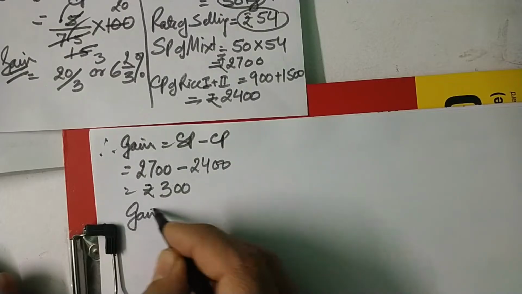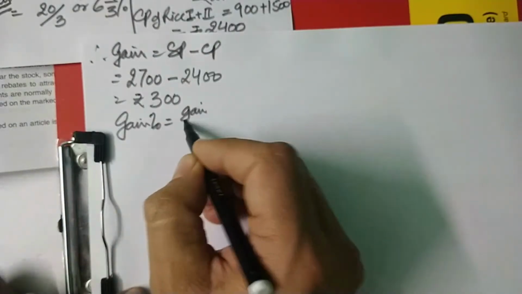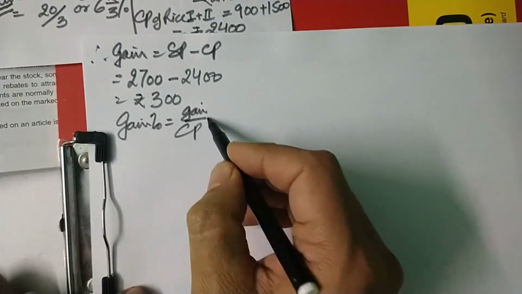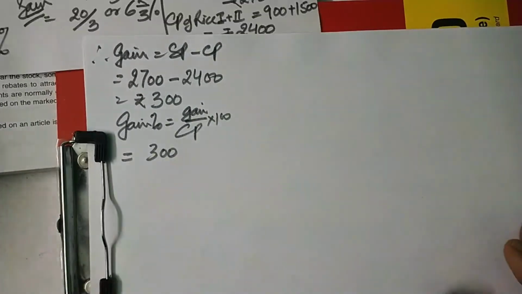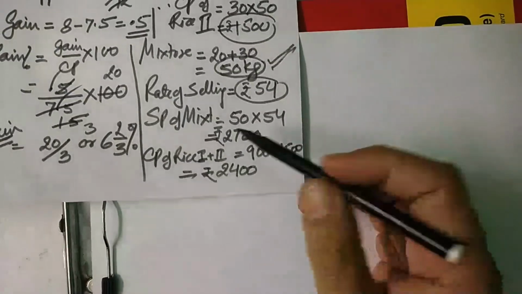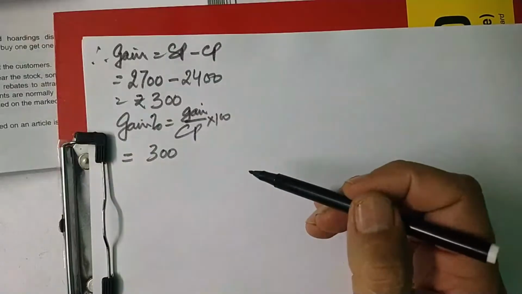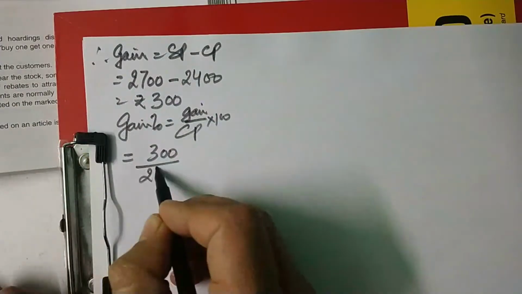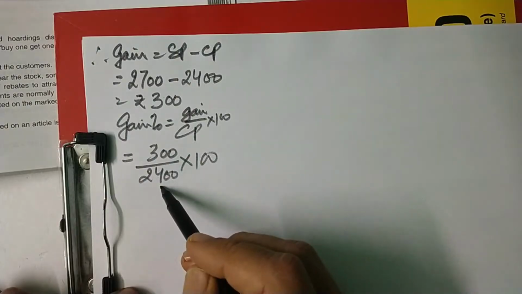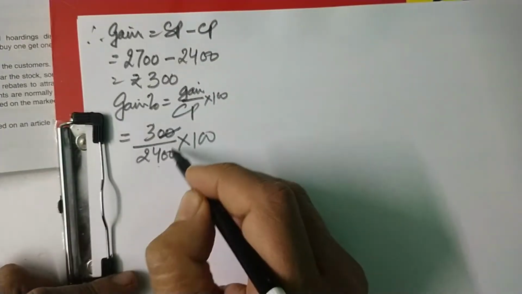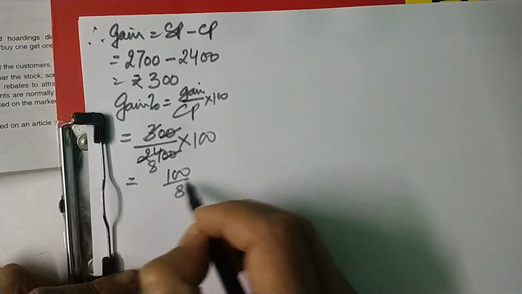Again we are using the gain percent formula. So gain percent is equal to, whenever you are using a formula, write it: gain upon CP into 100. What is the gain? 300. What is the cost price? The cost price of the mixture, which is 2400. So 300 upon 2400 into 100. Gain upon CP into 100. Divide, it will become 8, and then 100 upon 8.